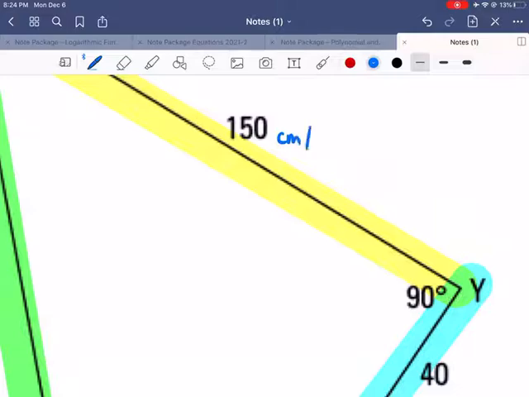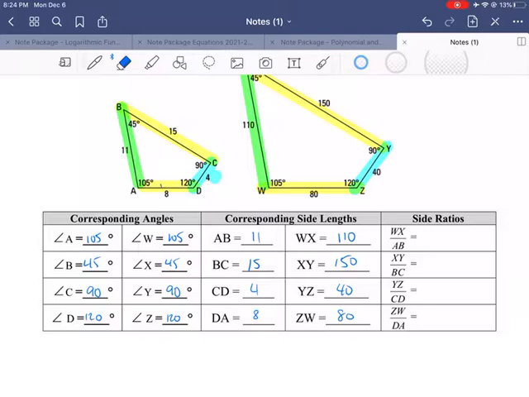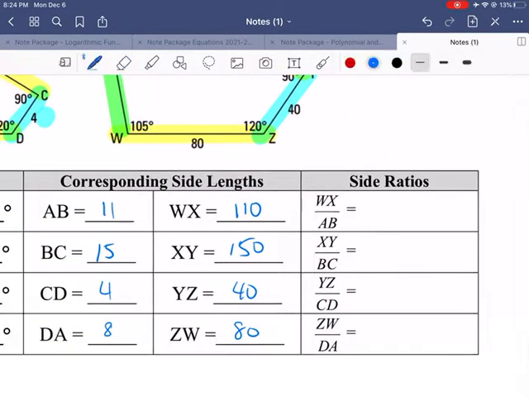Now there's no units here, okay? Sometimes you might see that it's centimeters or inches or whatever, but in this case there's no units. So we're just going to use the numbers. So let's figure out the ratios. So WX over AB, you're going to take the measure of line segment WX and divide it by the measure of line segment AB. Well, 110 divided by 11 is 10. And it goes this way with the other corresponding sides, that they all simplify to 10.